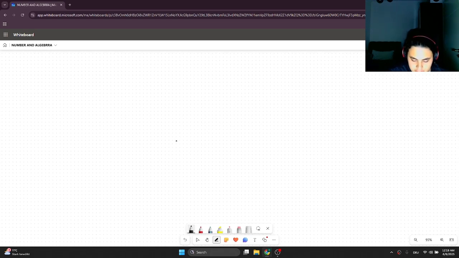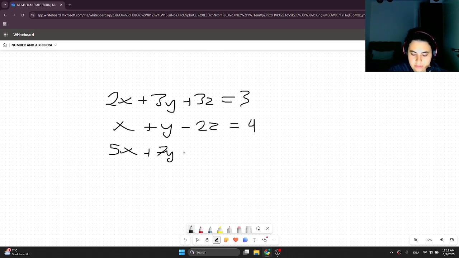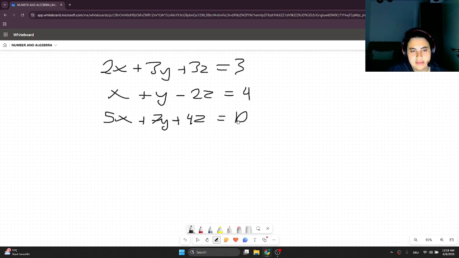So nice and zoomed in. Okay, so the last one is 2x plus 3y plus 3z is equal to 3. Then we have x plus y minus 2z is equal to 4. And then we say 5x plus 7y plus 4z is equal to 10. Okay, so this is the last question.